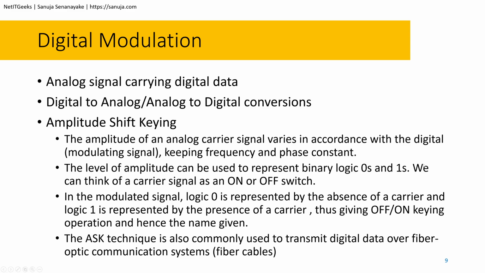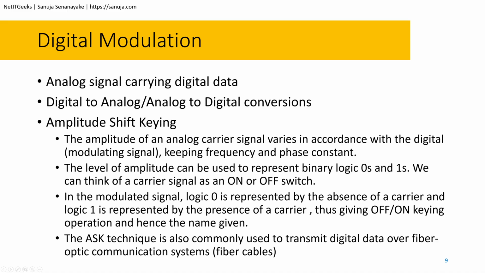So amplitude shift keying: basically, the amplitude of an analog carrier signal varies in accordance with the digital modulating signal, keeping frequency and phase constant. The level of amplitude can be used to represent binary logic such as zeros and ones, and we think of a carrier signal as on or off. So when you have a 0, we are off, and when you have a 1, we are on. So 1 is on and 0 is off. Because digital can only represent zeros and ones, the level of amplitude on the analog signal can be used to convert into binary logic zeros and ones when we are modulating from analog to digital.